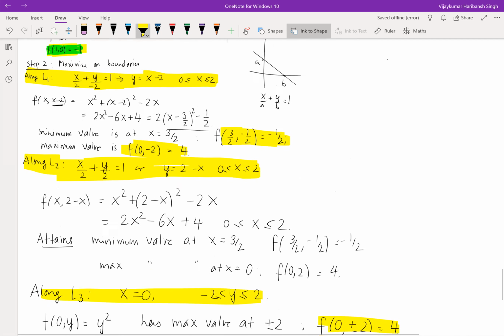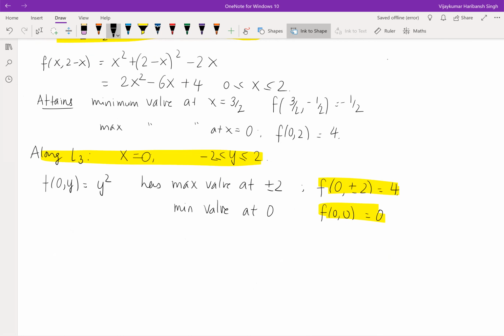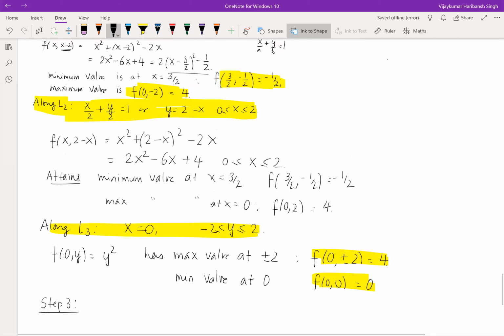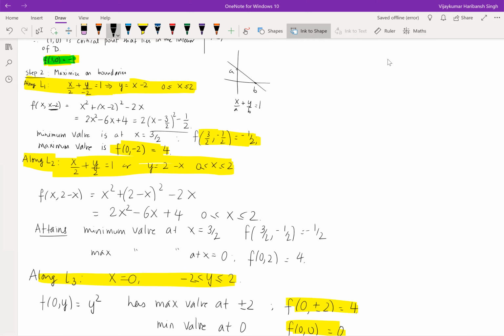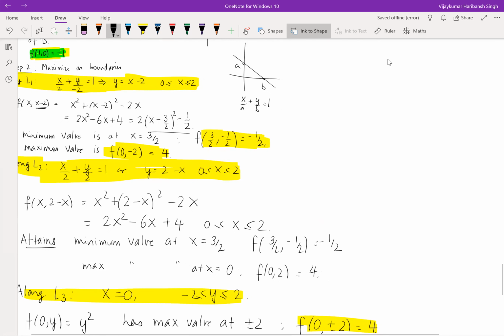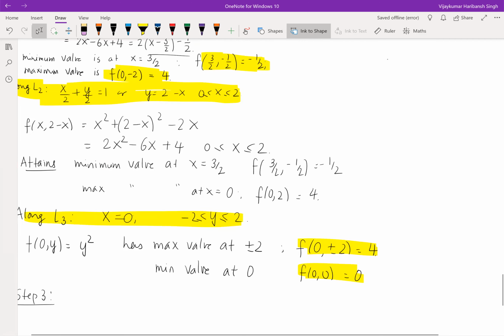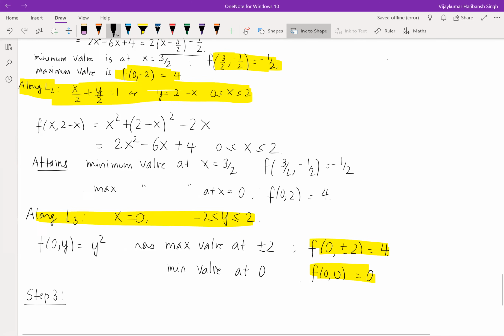So this was step 2. Now step 3 would be to compare these values. What is the maximum among all these? For the critical point, the value was minus 1. Then we have 4 here, minus half. Here we have 4 again, 4 here, 0 here. So clearly 4 is the largest value.